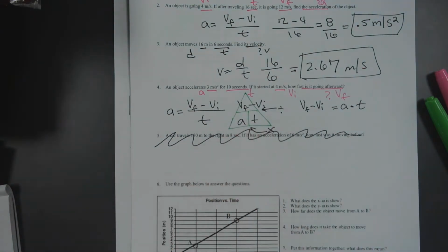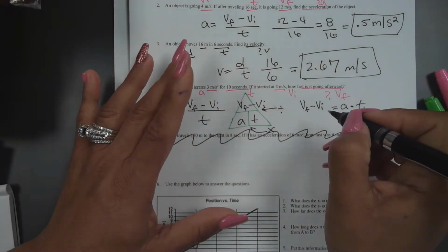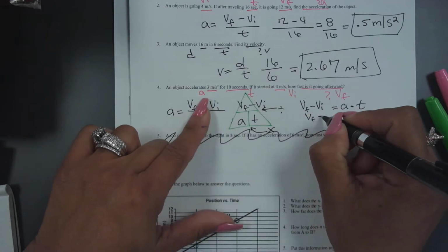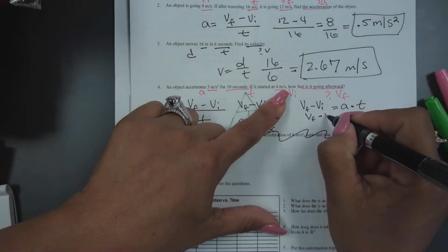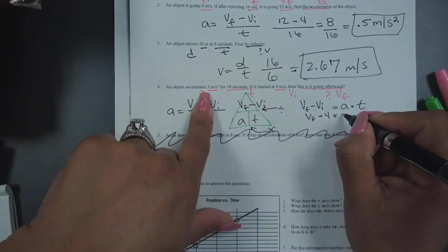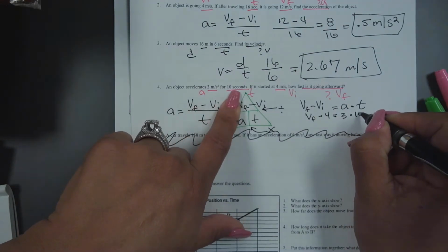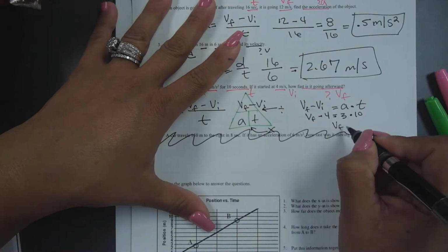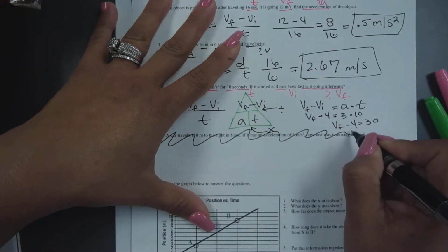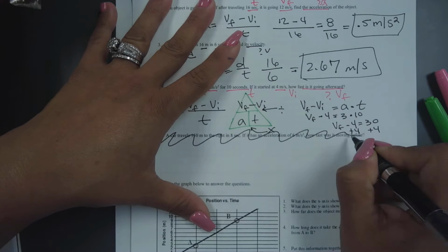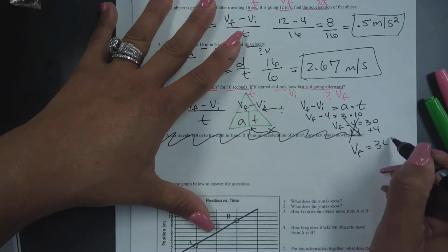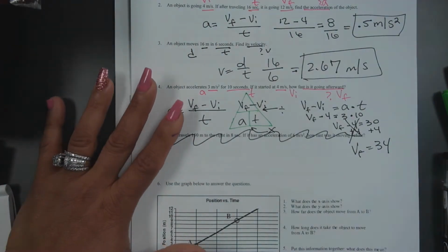Now let's plug in our numbers, and now let's go ahead and do our algebra, because this way I can cut back some steps. VF is my question mark minus VI is 4 equals A is 3, T is 10. 10 times 3 is 30. VF minus 4 equals 30. Add 4, add 4. I'm just doing basic algebra. VF equals 34.